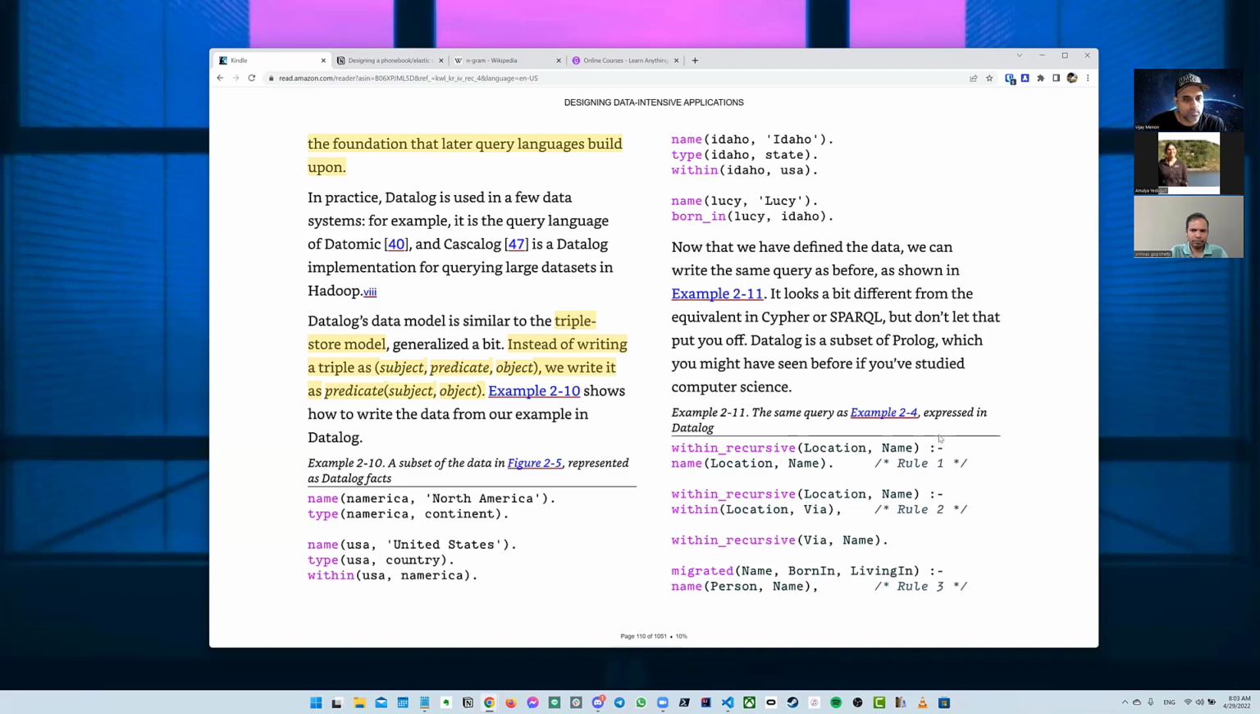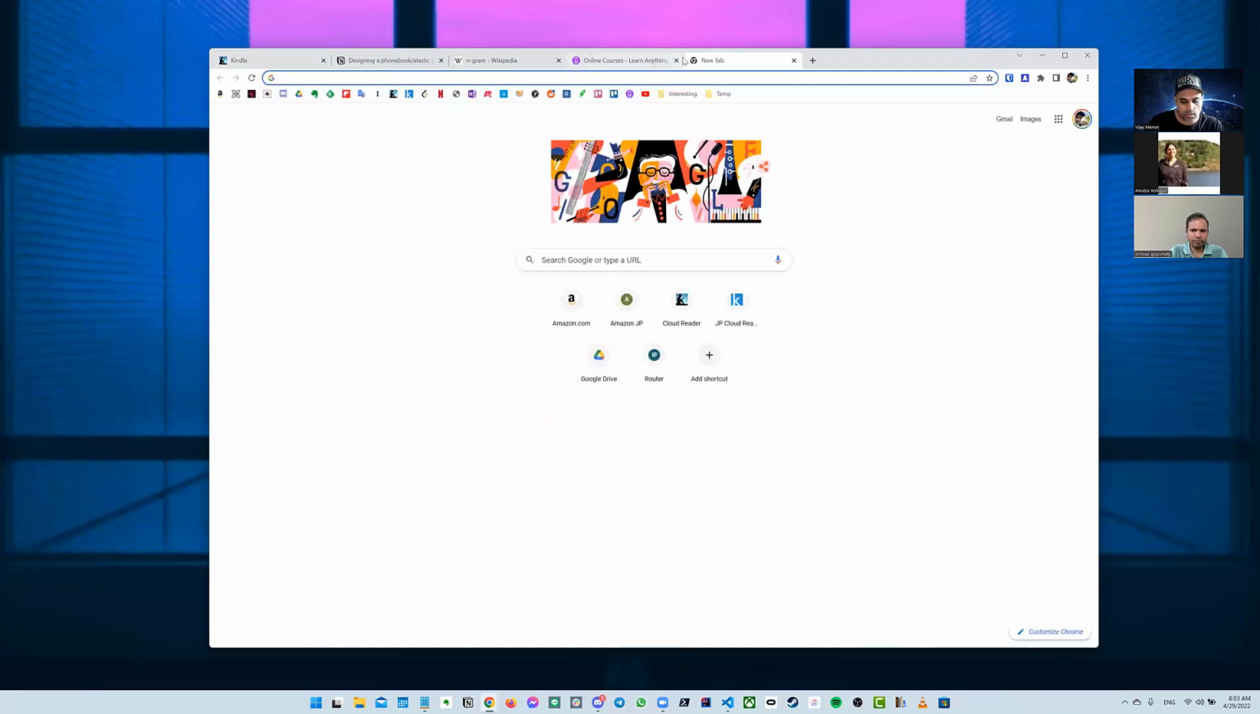Between DataLog and Cypher, they seem very similar. It's just that the predicate is moved outside. It doesn't really tell us how we should choose one over the other. I think DataLog is basically talked about because of its historical value, right? And they both support recursion.